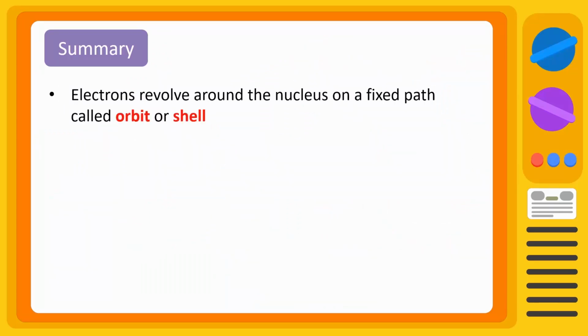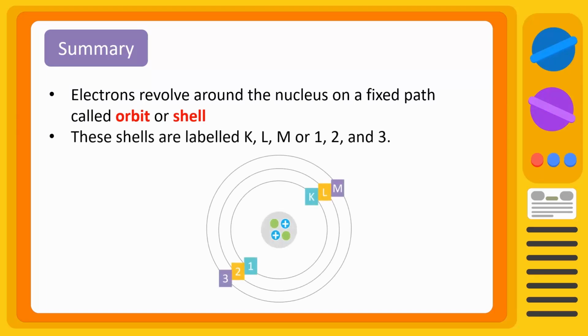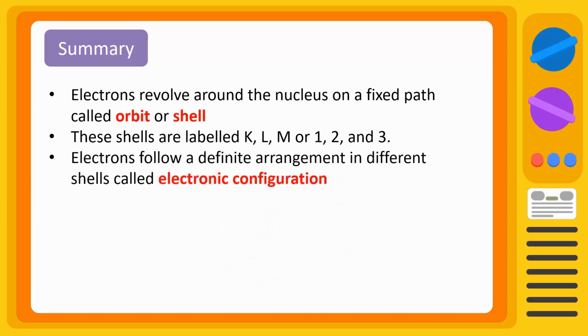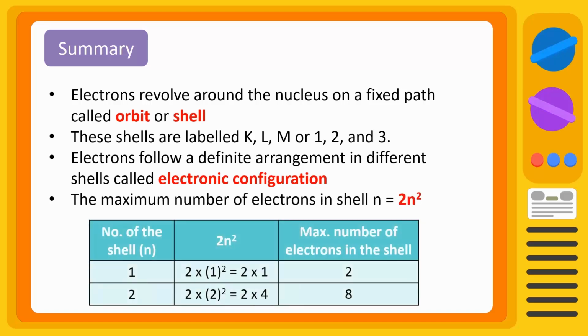Today, we have learned that electrons revolve around a nucleus on a fixed path called orbit or shell. These shells are labeled as K, L, M or 1, 2, 3. Electrons follow a definite arrangement in different shells. This pattern is called electronic configuration. The maximum number of electrons in a shell, n, can be calculated using the formula 2n squared.